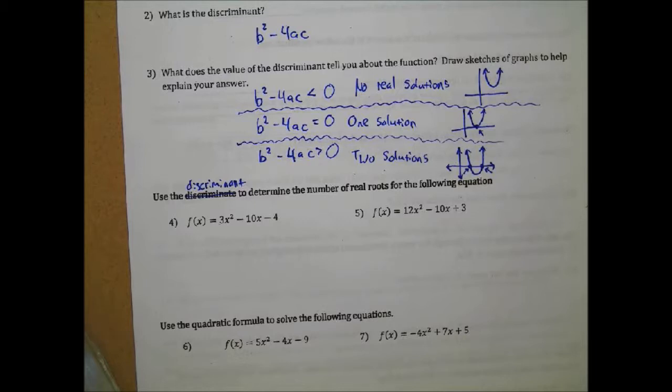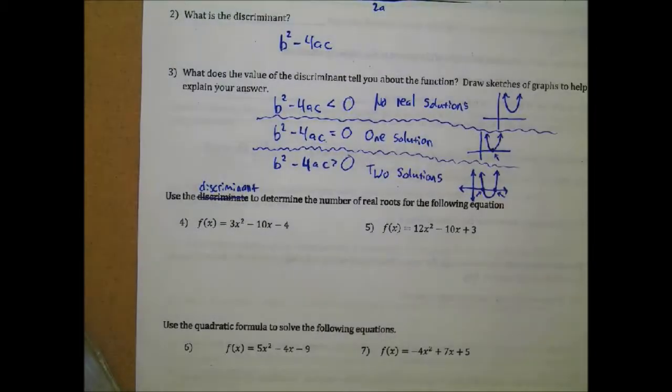So we're not breaking it up. We're using the discriminant, Brady. Okay. So discriminant. Identify your A, your B, and your C. Plug them in. So identify your A, your B, and your C, and then plug them in there.